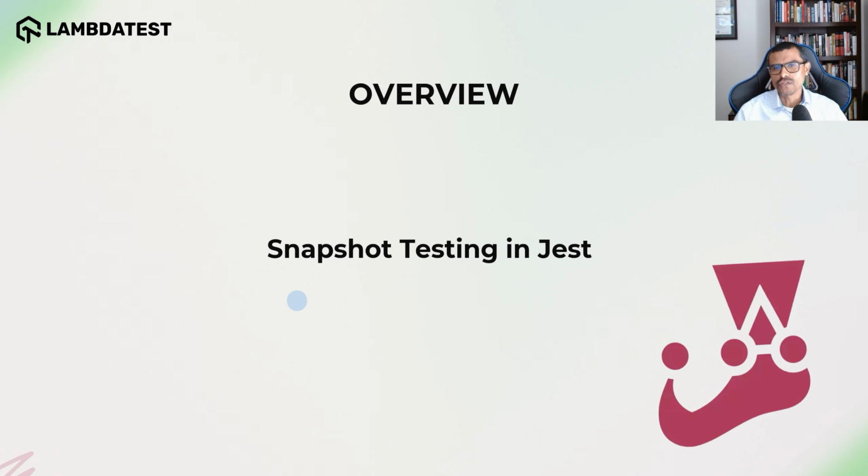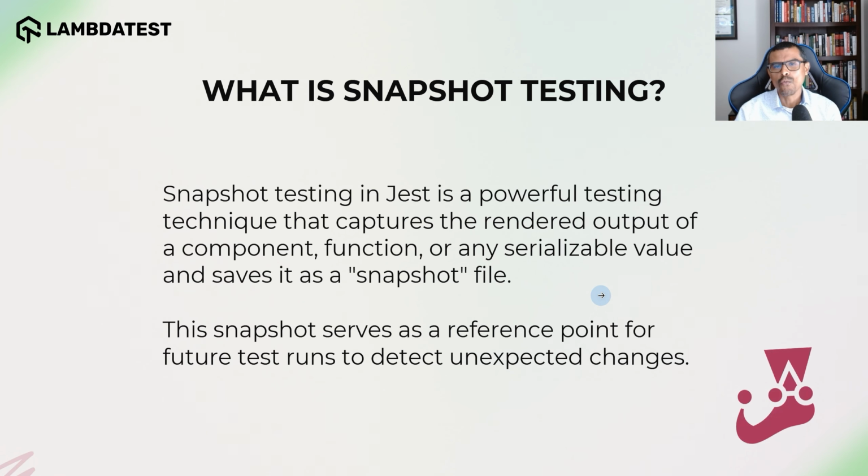So in this video, we're talking about snapshot testing in Jest. Let's have a look at what snapshot testing is, shall we? Okay, so what is snapshot testing? Snapshot testing in Jest is a powerful testing technique that allows us to capture a render output. And this could be from, for example, a function, a component, or a serializable value. We can then save this as a snapshot file. This snapshot serves as a reference point for future test runs to detect unexpected changes.